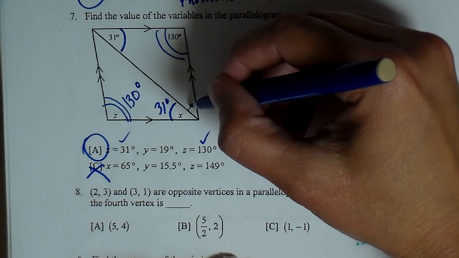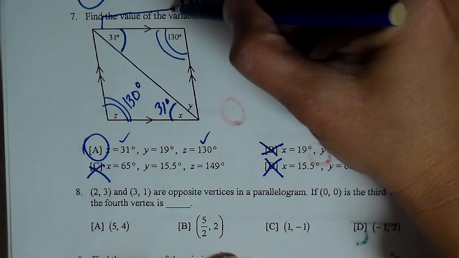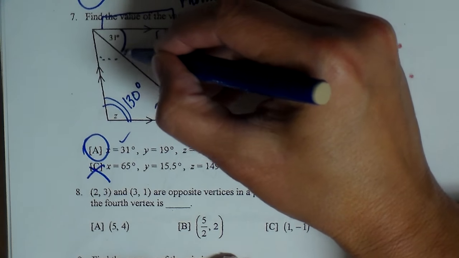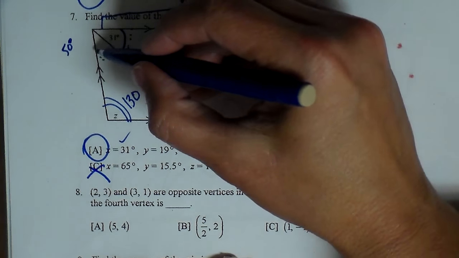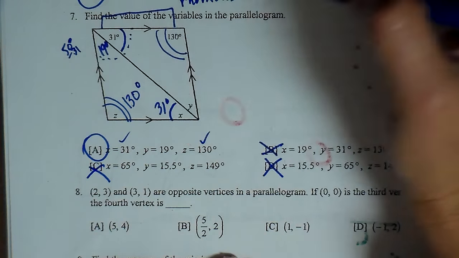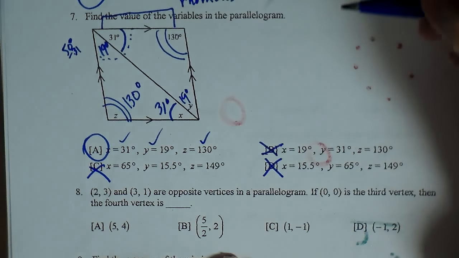And y, how do we find y? Well, what do I know the neighboring angles have to add up to? 180, right? If that one's 130, what does this whole angle have to add up to? 50, right? If the whole thing is 50, if I do 50 minus 31, that gives me 19. So that means y is 19. So that's how you got the 19.